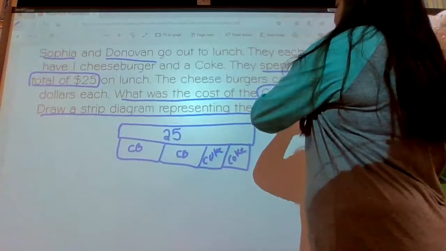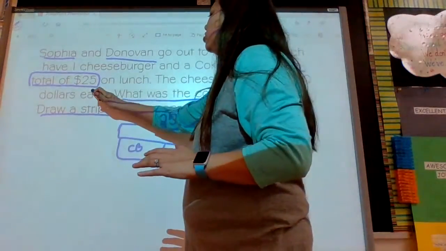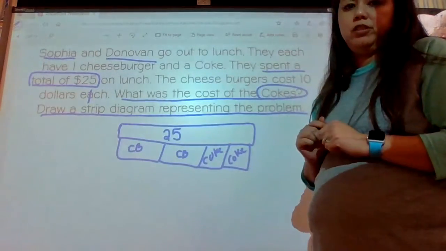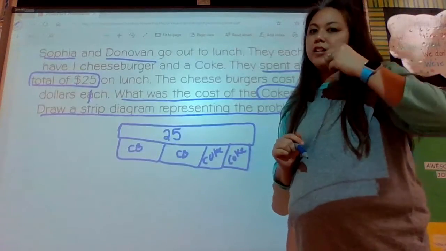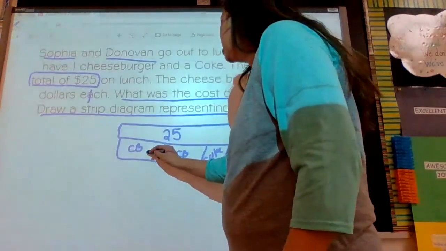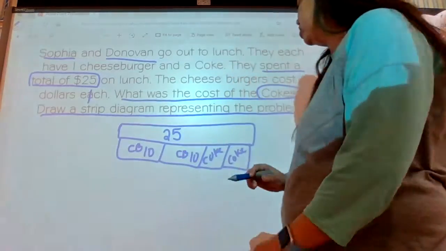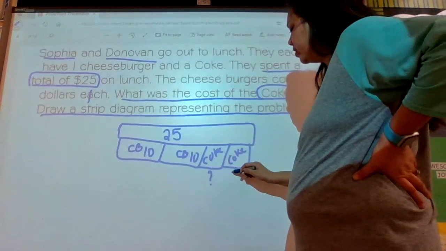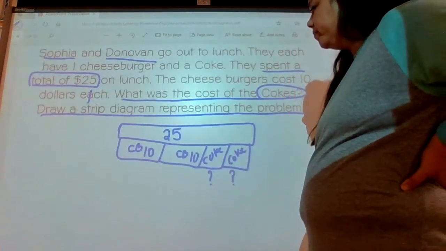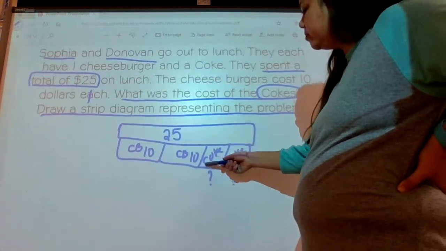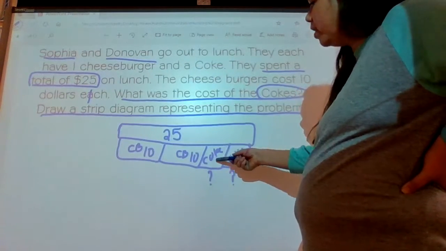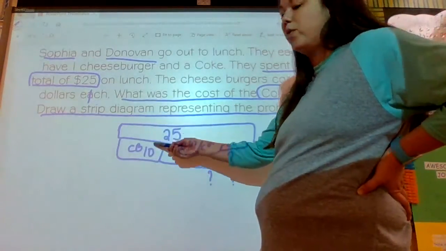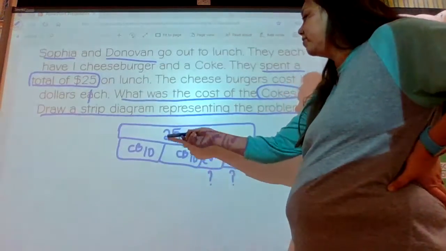The cheeseburgers cost $10 each. I like to infer that one cheeseburger costs $10. Each at a time, we infer that number. So I know this cheeseburger costs $10, and I know this cheeseburger costs $10. Can we then find the cost of the Cokes? Well, are these pieces big or small that we're looking for? They're smaller than the total, so we know that to get to this, it's going to be less than that 25. So we're either going to subtract or we're going to divide.